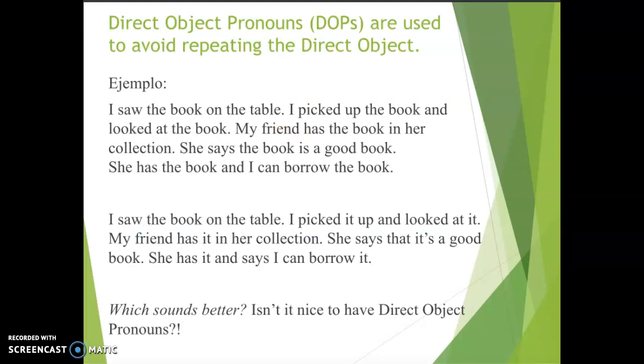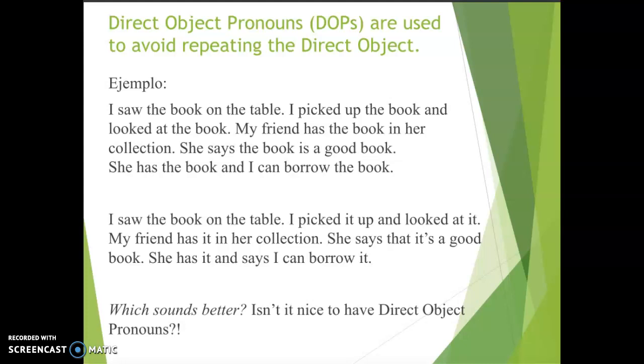Direct object pronouns are used to avoid repeating the direct object over and over in a sentence. For example, let's take a look at an example in English. I saw the book on the table. I picked up the book and looked at the book. My friend has the book in her collection. She says the book is a good book. She has the book and I can borrow the book.